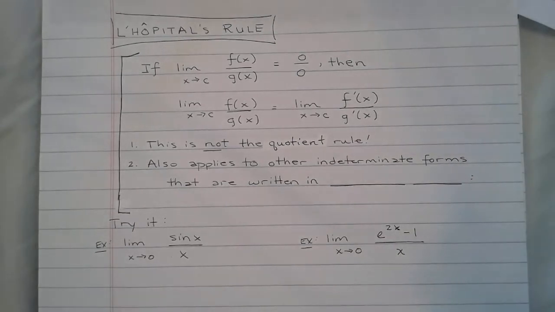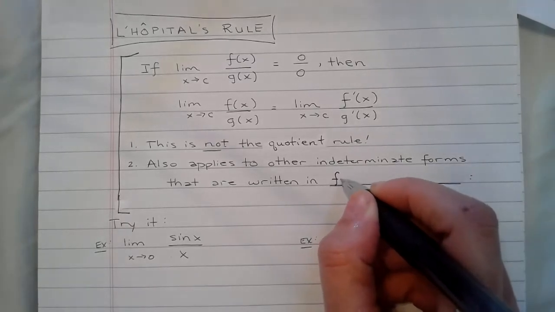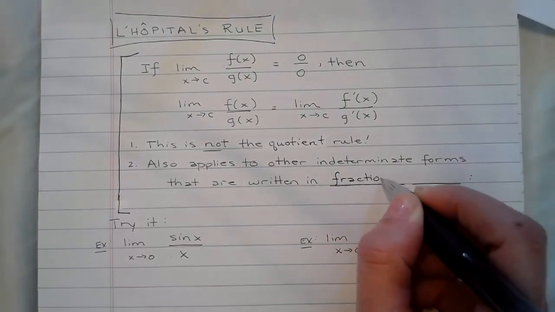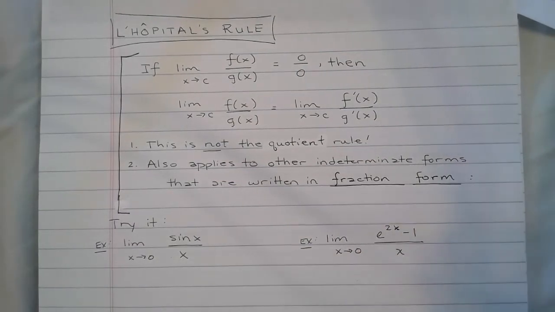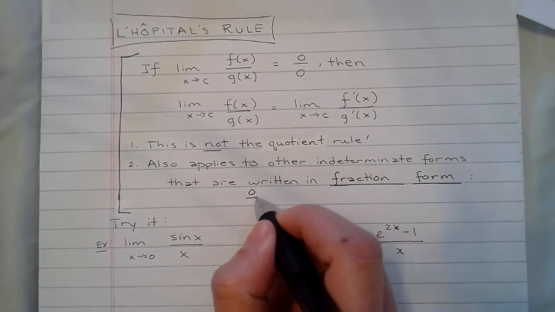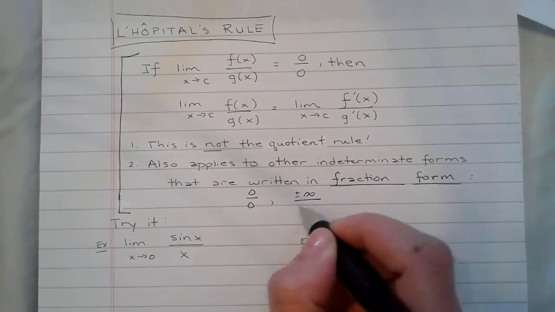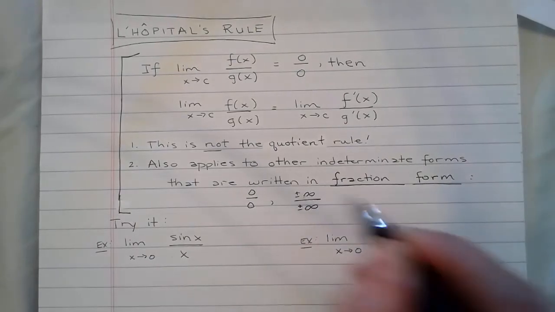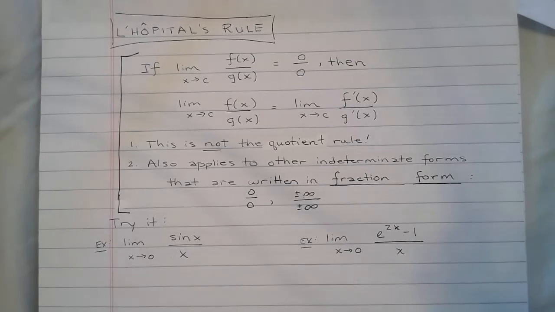This also applies to the other indeterminate forms that are written in fraction form. And that's key: you can only use L'Hopital's rule when the indeterminate forms are in fraction form. That means our good old 0 over 0 and any kind of infinity over any kind of infinity. These are the only times that you can use L'Hopital's rule. Okay, so let's try it.